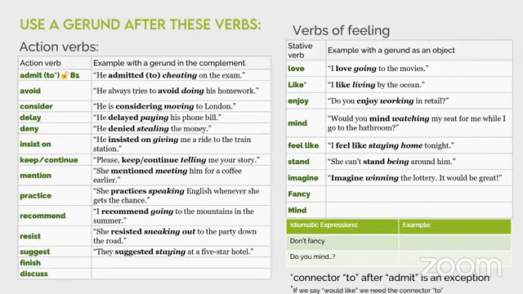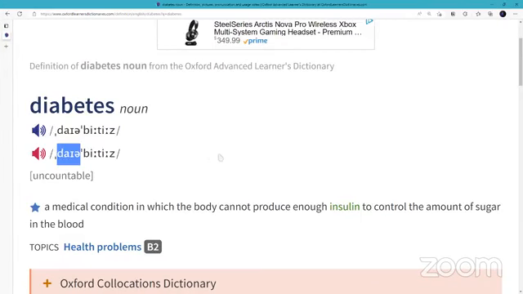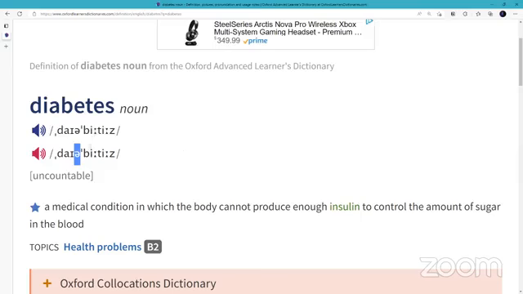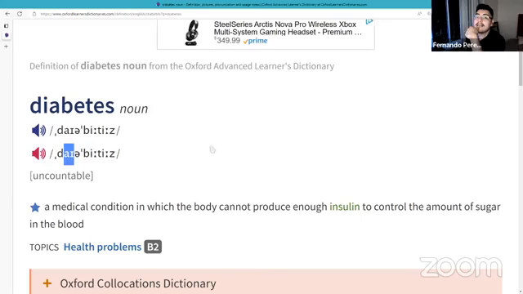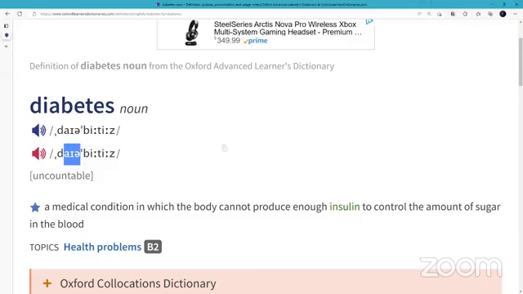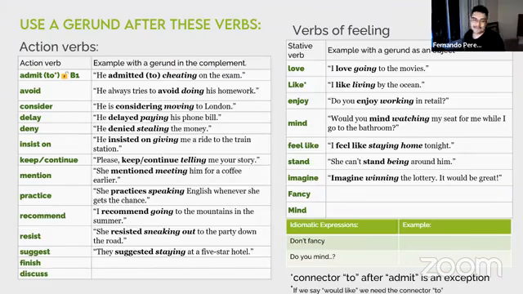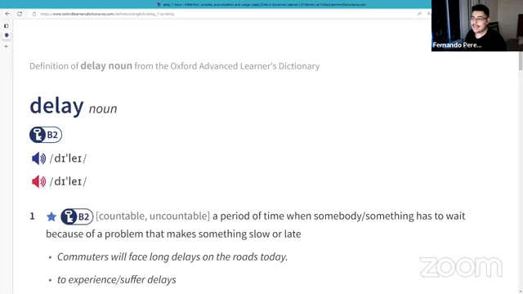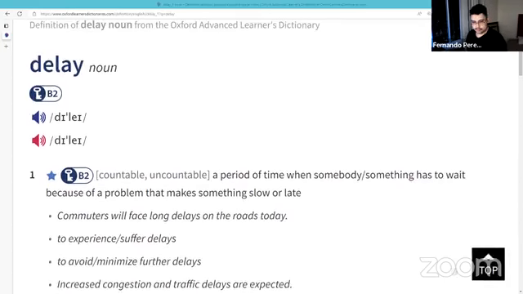I avoid eating candies because my mother has diabetes. How do you pronounce this? Diabetes. Excellent. Exactly. Very good. That's correct. So there you have it, right? The word consider is also easy. What about delay? Let me check the level for delay. Ah, this is difficult. Perfect. Delay.